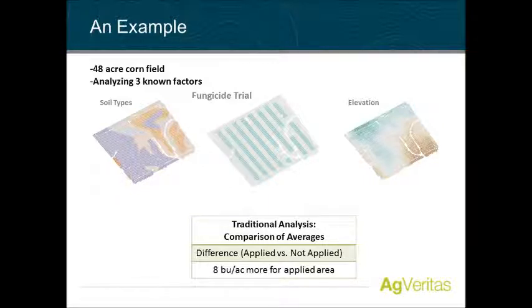What we did here was a manufacturer-sponsored fungicide trial on a 48-acre cornfield in Ohio. You can see in the middle image here, it was your classic strip trial, applied versus not applied. We've included the soil types and the elevation in the analysis, and we're trying to make a decision on: was that fungicide profitable to apply? And if so, where is it profitable to apply?